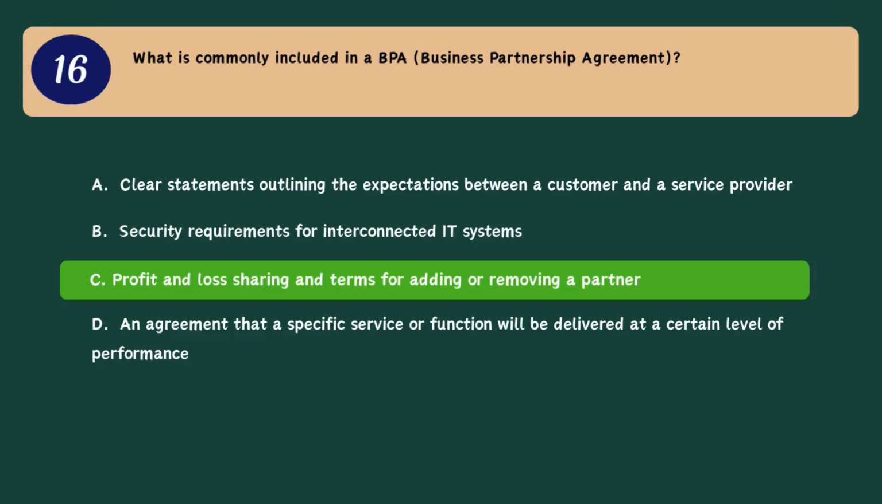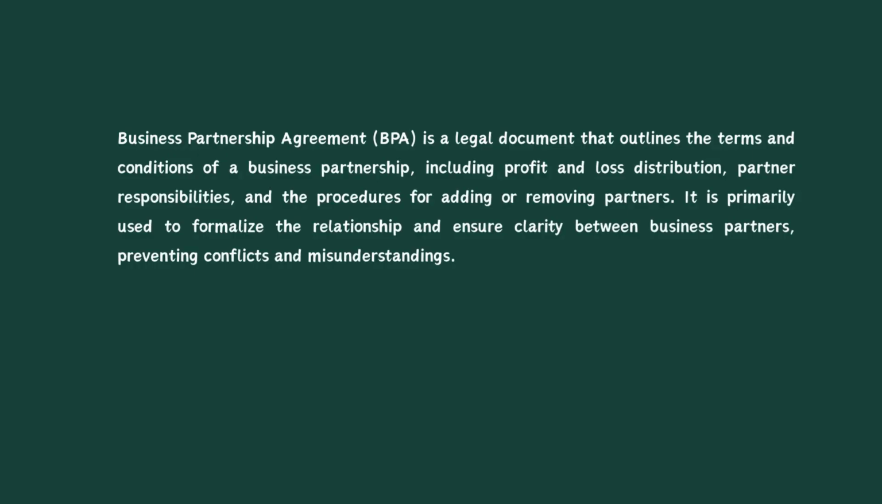Correct answer. C. Profit and loss sharing and terms for adding or removing a partner. Business Partnership Agreement, BPA, is a legal document that outlines the terms and conditions of a business partnership, including profit and loss distribution, partner responsibilities, and the procedures for adding or removing partners. It is primarily used to formalize the relationship and ensure clarity between business partners, preventing conflicts and misunderstandings.